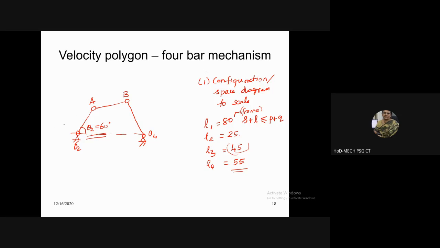So apart from the link lengths, you should also be knowing the magnitude and direction of omega 2. Let's assume that to be 10 radians per second clockwise. Our aim will be to find out omega 3 and omega 4.